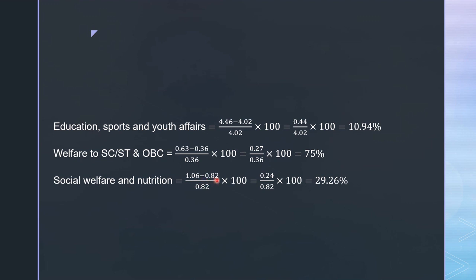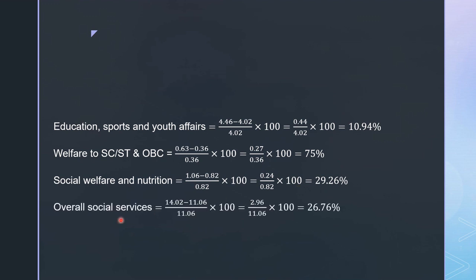Third option is social welfare and nutrition. 1.06 minus 0.82 divided by 0.82 into 100, that is equal to 0.24 divided by 0.82 into 100, that is equal to 29.26%. And the fourth option is overall social services. The value is 14.02 final value minus initial value 11.06 divided by initial value, that is 11.06, into 100, that is equal to 2.96 divided by 11.06 into 100, that is equal to 26.76%.